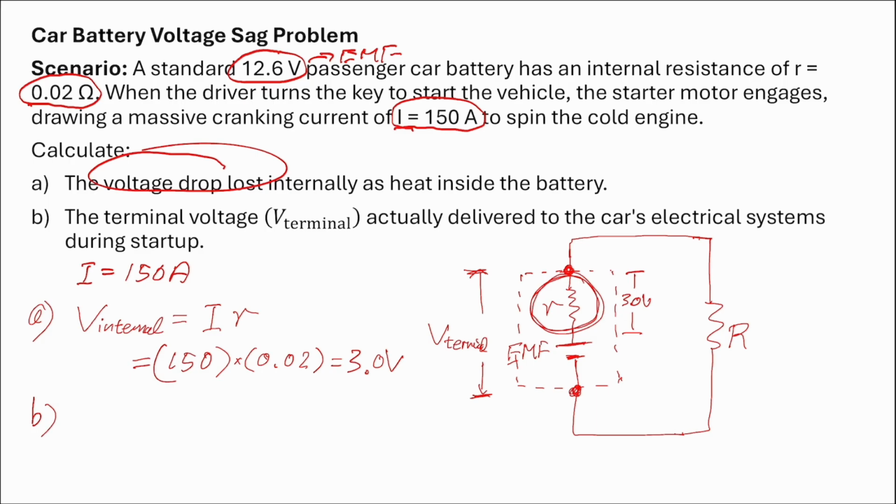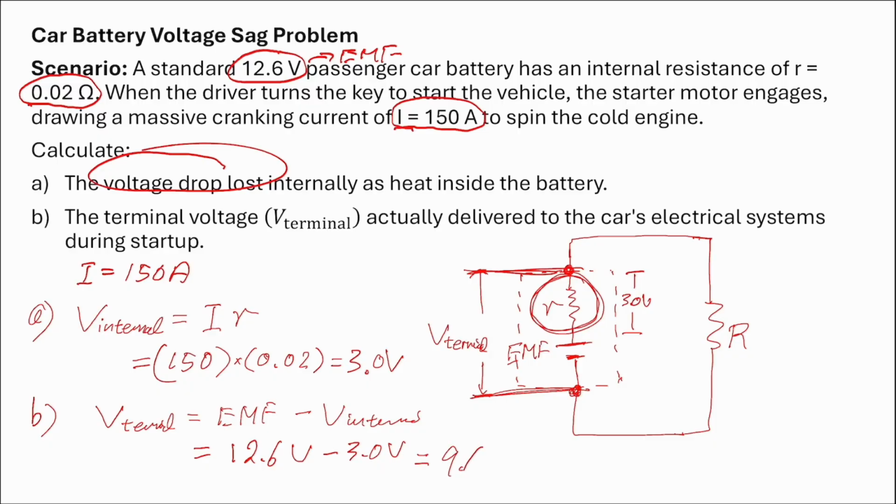Part B: what's the terminal voltage you actually get when you start? This terminal voltage here is equal to the EMF minus what you drop internally. So the EMF is 12.6 volt. What it will drop across the internal resistance is 3.0 volt. So you will get 9.6 volt. It means when you start your car, your machine, you get 9.6 volt instead of 12.6 volt.